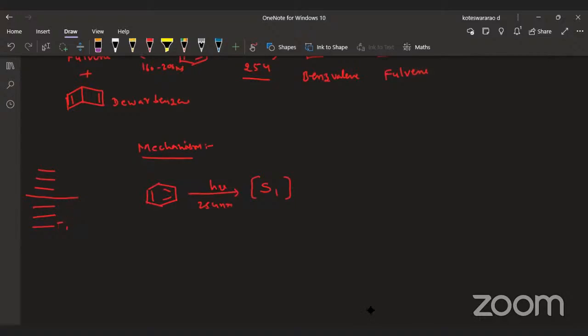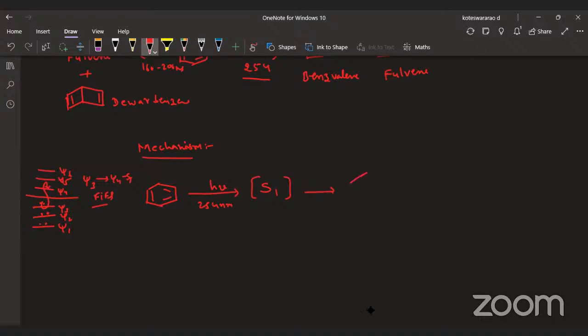Simply we can show them like this: psi 1, psi 2, psi 3, psi 4, psi 5, psi 6. At the ground state, all the six electrons are filled in bonding molecular orbitals. Whenever you irradiate with light, the electron is excited from psi 3 to psi 4. This is called the first excited state, the S1 state. At that S1 stage, first it is undergoing cross reaction.